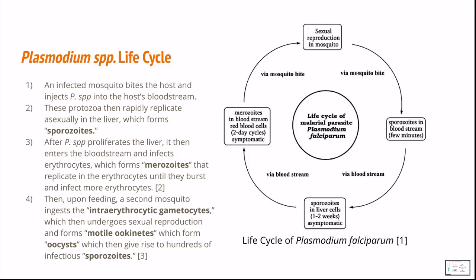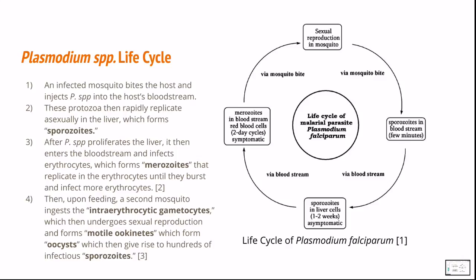The next thing we're going to talk about is the life cycle of Plasmodium. The first step occurs when an infected mosquito infects its host by injecting Plasmodium into its bloodstream. After this, the protozoa begin to rapidly replicate asexually in the liver. This causes sporozoites to form. Once this happens, Plasmodium enters the bloodstream and infects erythrocytes. This causes merozoites to form and replicate. These merozoites will continue to do so until they eventually burst and infect more erythrocytes.